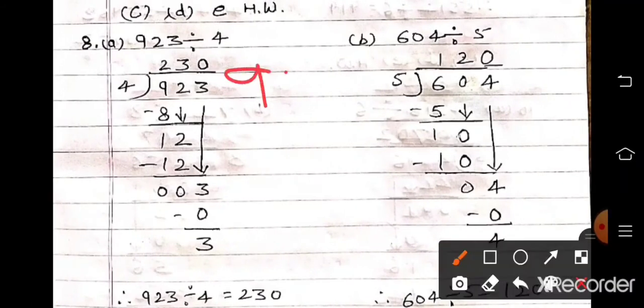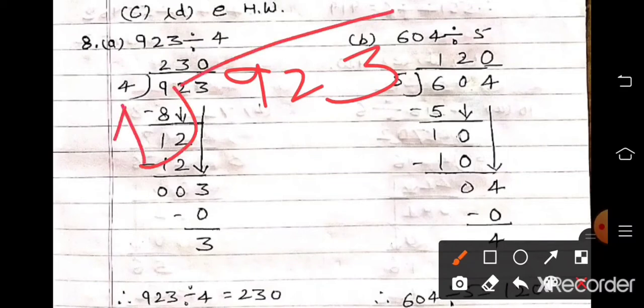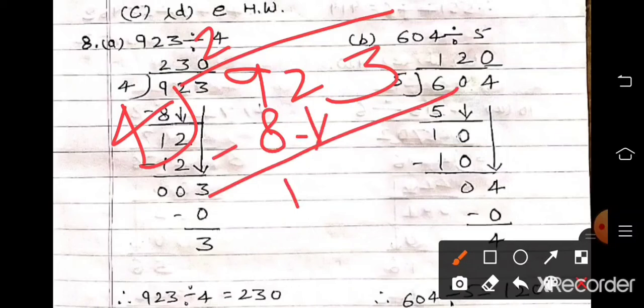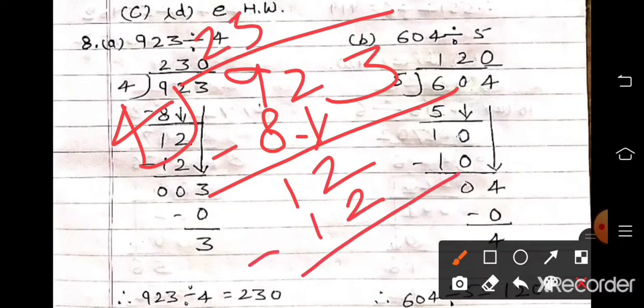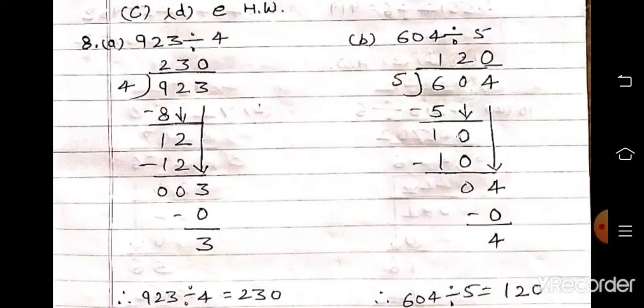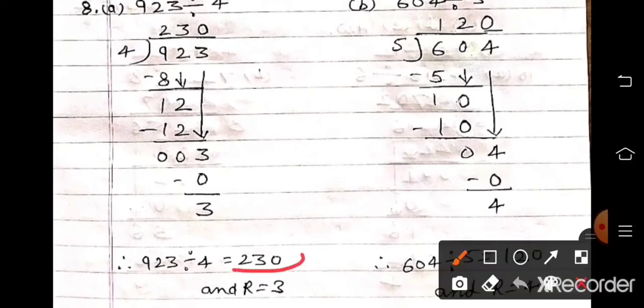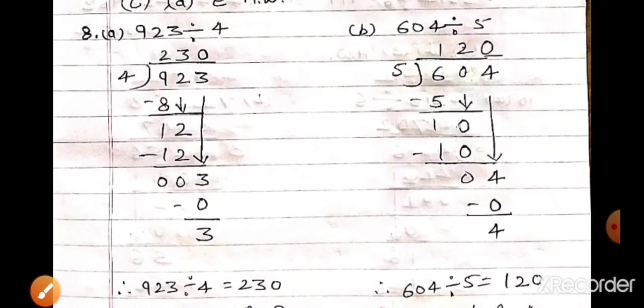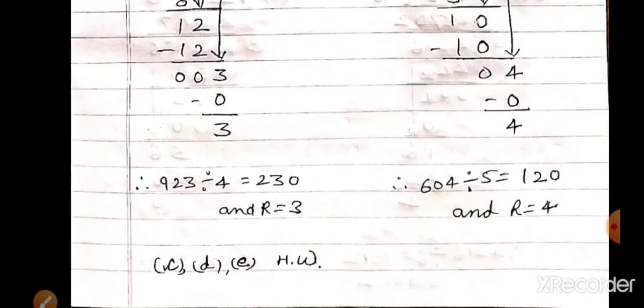923 divided by 4. First 4 2 is 8. Subtract 1. Now bring down 2, 4 3 ja 12. 0 0. Now bring down 3, here 0 times. So now here 3 minus 0 is 3. So the quotient is 230 and the remainder is 3. Okay, so like this you have to do B part also, and C, D, E is your homework.